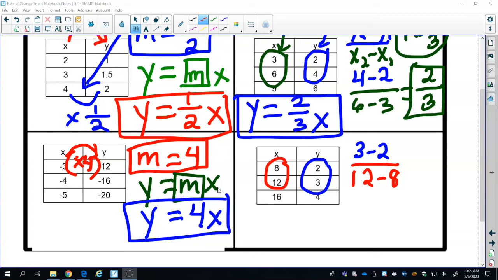The order you subtract just needs to be the same for x as you do for y. If you did 2 minus 3 and 8 minus 12, you'd get a negative over a negative, which is a positive. So what you're going to do is subtract 3 minus 2, your y values. And so on the top, you would have a 1. And then on the bottom, you have 12 minus 8, which is 4. So your slope, represented by m, is 1/4.